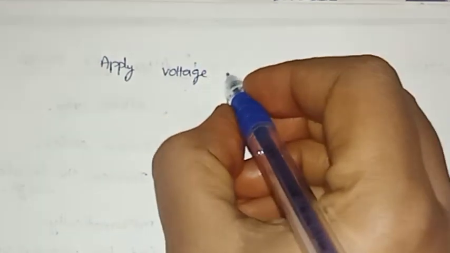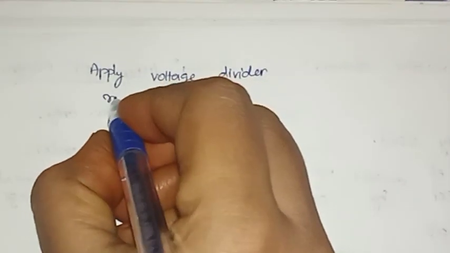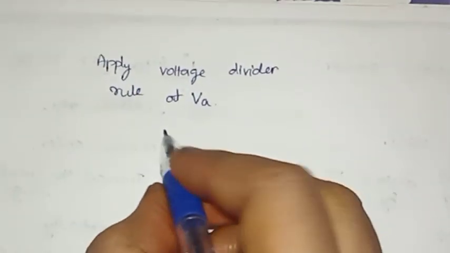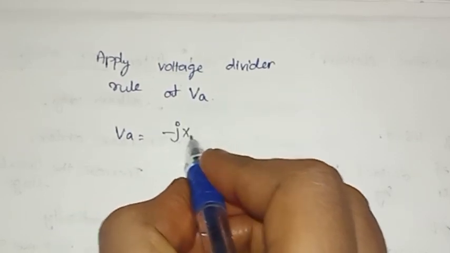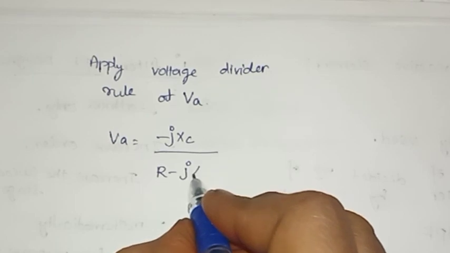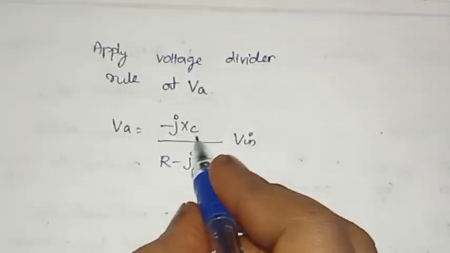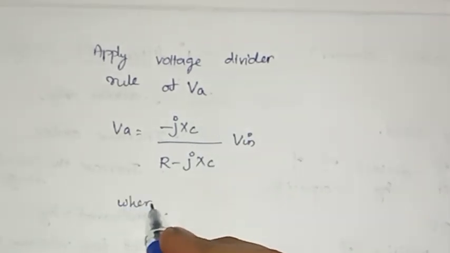Here we apply the voltage divider rule at VA. We are familiar with the voltage divider rule. We have to apply it at the point VA. VA is equal to minus jXC. We know the capacitor is one of the components, and R minus jXC, a resistor is another component, along with V in, the input voltage. XC is a capacitor, R is a resistor, and V in is the input voltage.